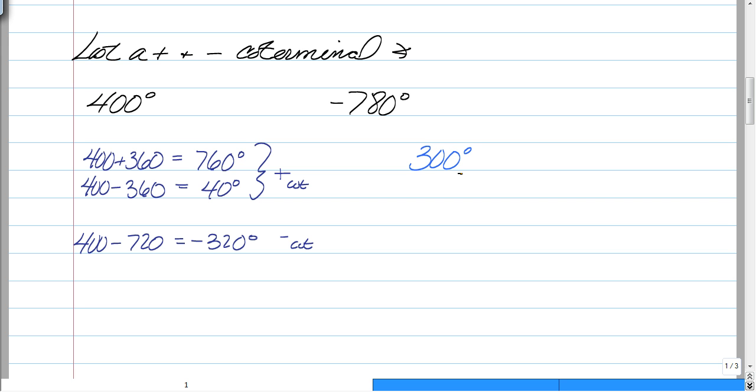And as far as negative coterminal angles, the first 2 times you added the 360, you would still have a negative 420. You would have a negative 60. If you subtracted, you would have a negative 1140. If you added 360 to the 300, you'd have 660, a positive coterminal angle. As long as it's a positive angle and you just keep on adding 360, or if you get a negative angle by adding or subtracting 360, those are coterminal angles. Okay?